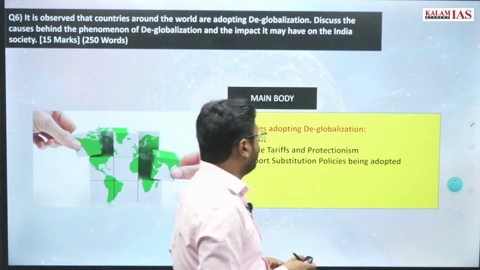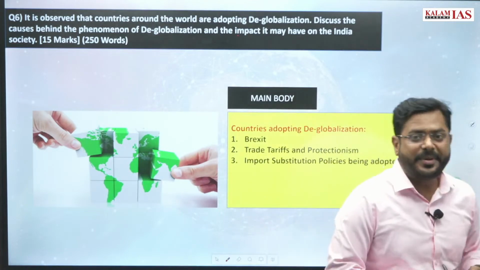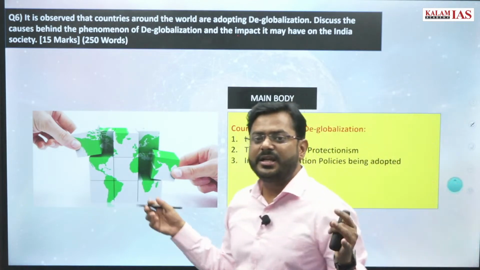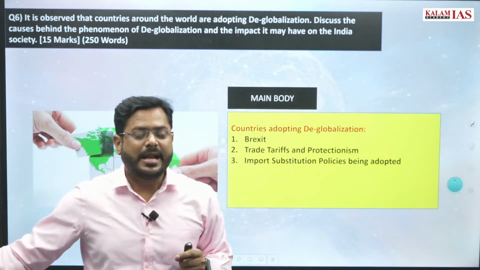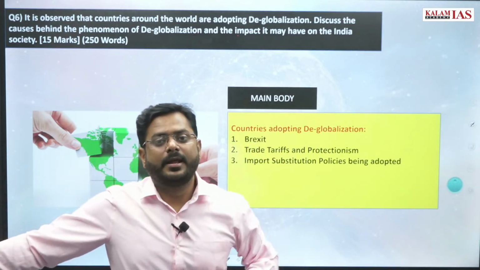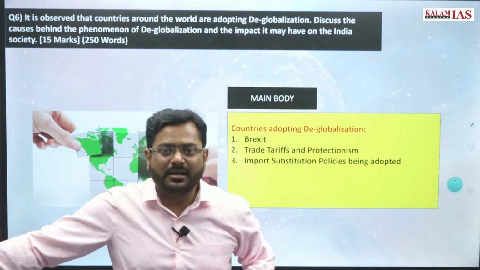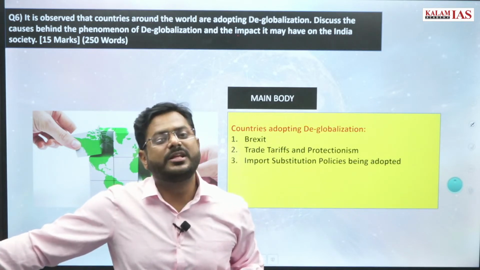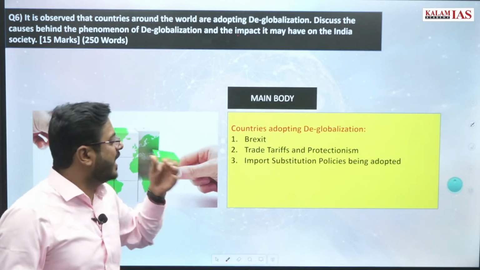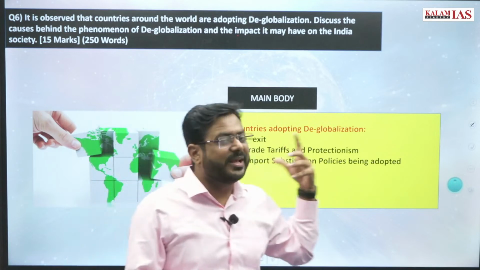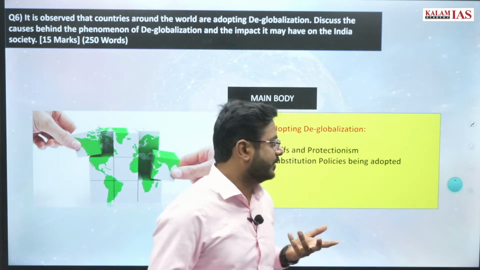Import substitution policy being adopted. Every country is following these import substitution policies, right? For example, India itself. India has gone for the Atmanirbhar Bharat, Make in India campaign, all these things. So import substitution policy has been adopted. Every country wants to become self-sufficient.